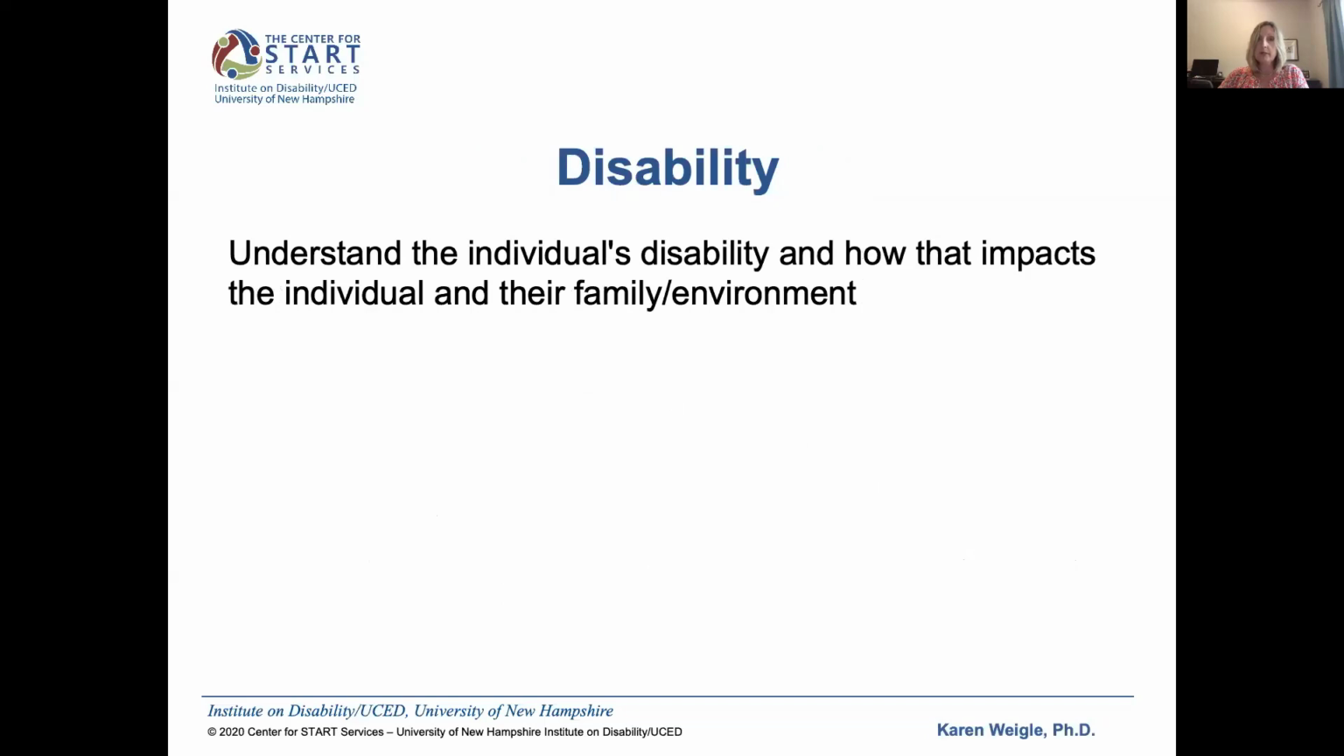So one of the first things we need to consider, and I know Dr. McLaren brought this up earlier, is we have to understand the individual's disability and how it impacts them and their family. So we can't overlook this. For some people, their disability or diagnosis or mental health concern is a real part of their identity.